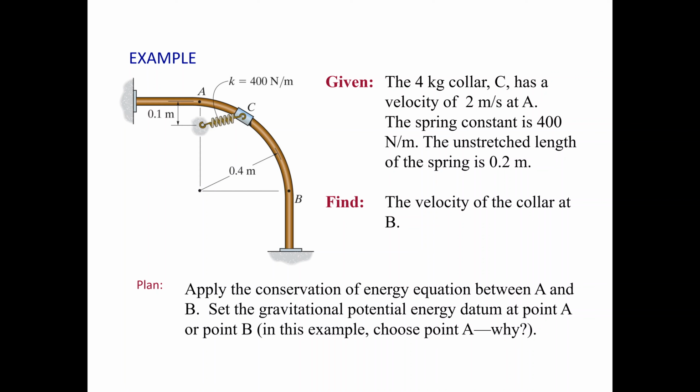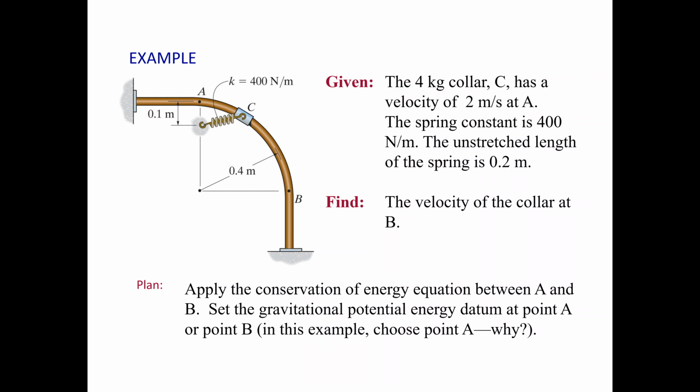Okay, so here's an example. We have a collar. It has initial velocity at A. It's connected to a spring. And we can make the assumption that this is frictionless, just sliding along here. And we want to find the velocity at B.